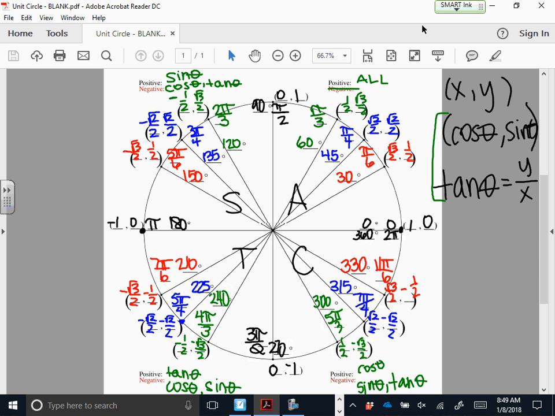Tomorrow we'll do some work with the unit circle, but please make sure you do your homework tonight so you're at least familiar with it. All right?